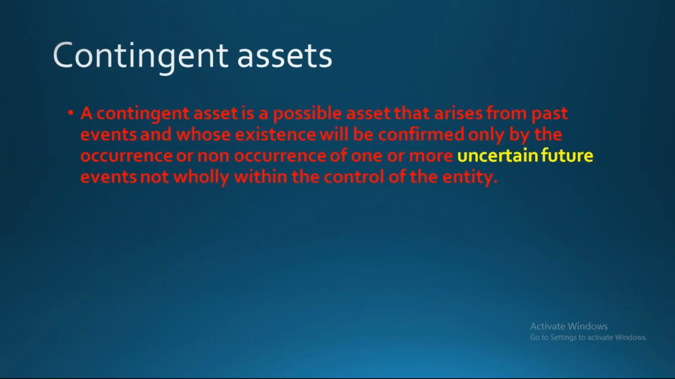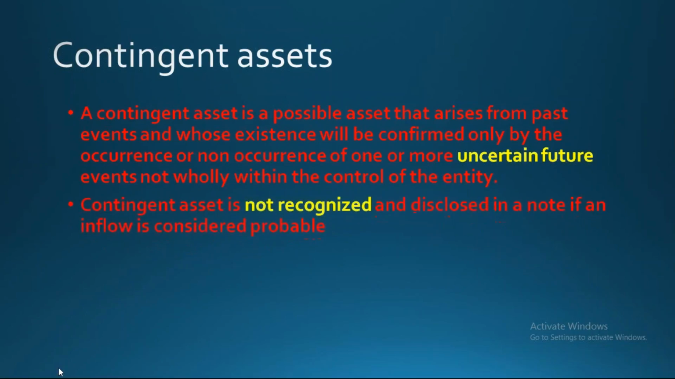We have filed a case against another party, claiming compensation for defamation, something like that. We don't know whether we will get our money or not, because it's not within our control; it's within the control of the judge and the other party. Because of that, we cannot consider it an asset; we have to treat it as a contingent asset. Contingent assets are not recognized.